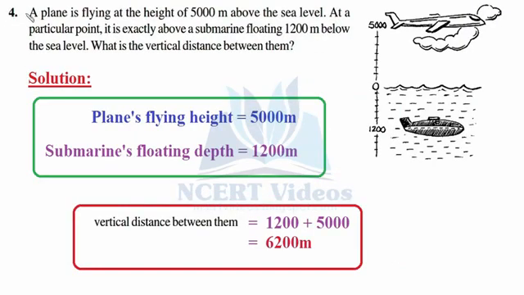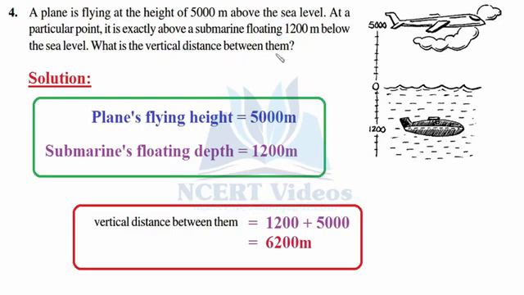Question 4. A plane is flying at a height of 5,000 meters above the sea level. As you can see here, this is your sea level taken at 0, and towards the top it is taken as plus. Now at a particular point, it is exactly above a submarine floating 1200 meters. So the submarine is below the mean sea level. It is underwater. So below the sea level, what is the vertical distance between them?